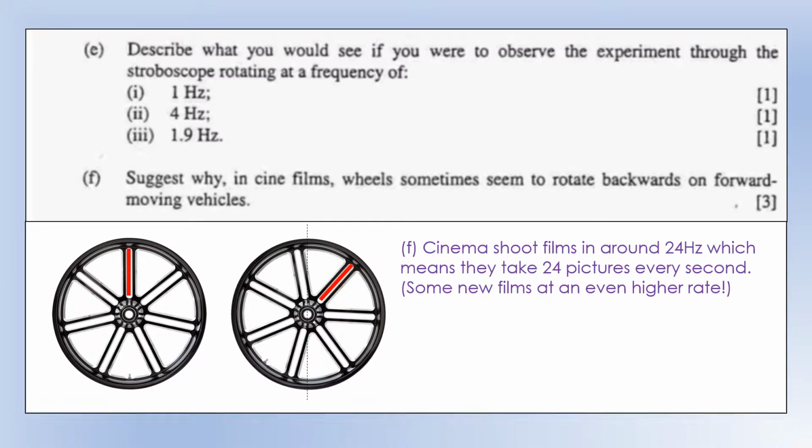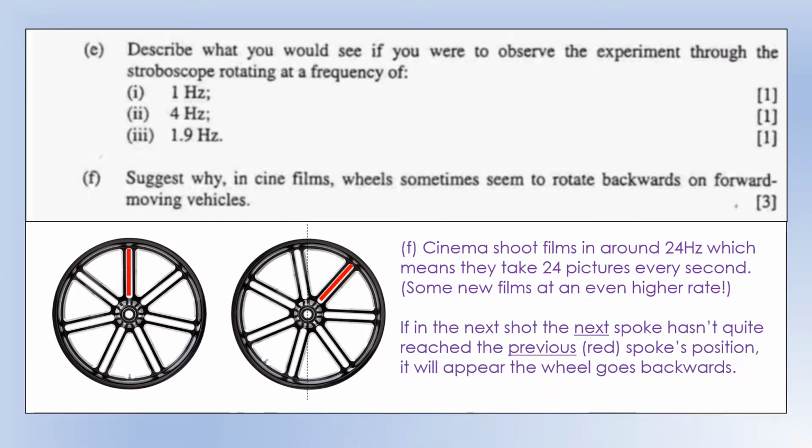So a cinema or a movie shoot films at about 24 Hertz, which means they take 24 images every second, just fast enough that our eyes can't see that it's repeated images. So if we have the wheel such that it doesn't quite get to the next spoke in between two images, so what we're looking at here is basically one image followed by the next image, it's going to look to us watching it like the spoke has gone backwards. It hasn't actually, because all the spokes are identical. It's going to look like the spoke's gone slightly backwards, and it'll look like the wheel is rotating backwards on net, because we can't tell the difference between the spokes because they all look the same.